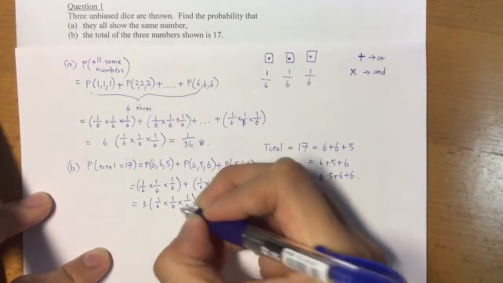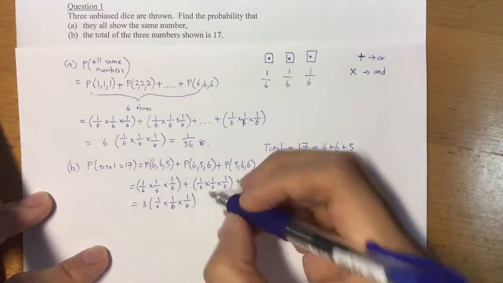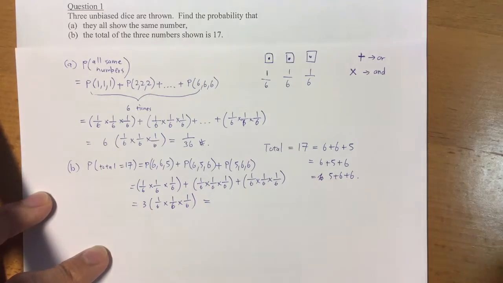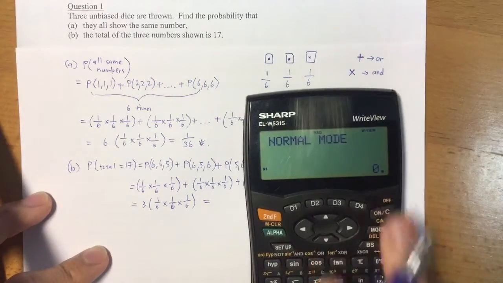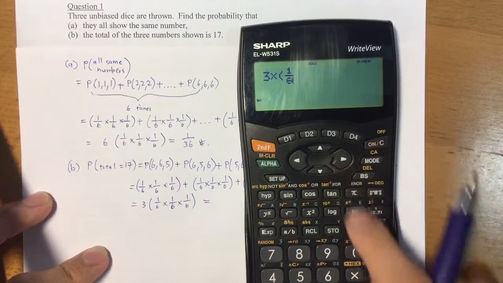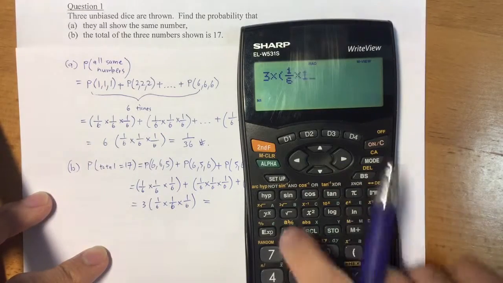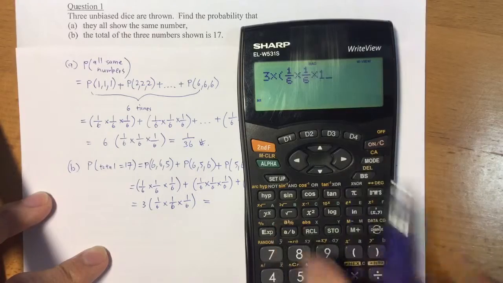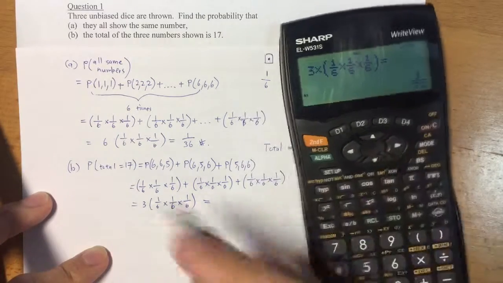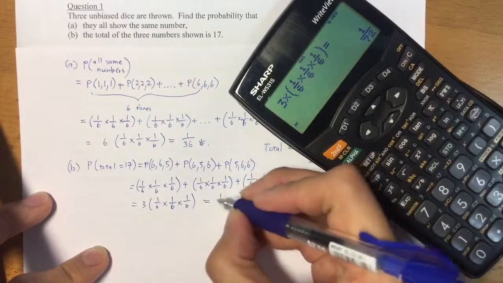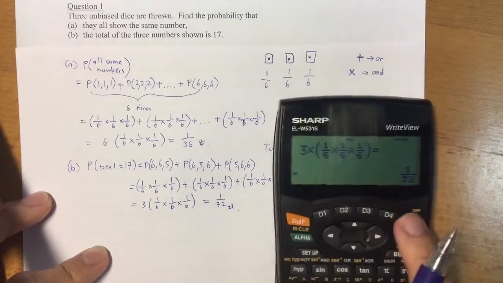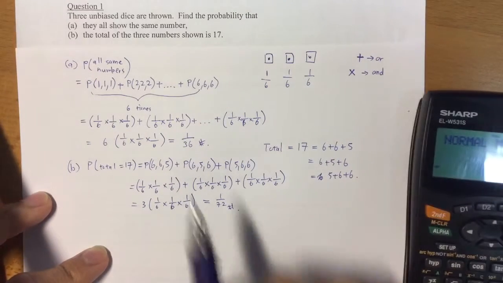This is not really necessary, but sometimes I'm a bit lazy to press it into the calculator. When I multiply this out, I'm going to get 3 times 1 out of 6 times 1 out of 6 times 1 out of 6, which is 1 out of 72. So 1 over 72 is the answer here. This is the answer for these two questions.